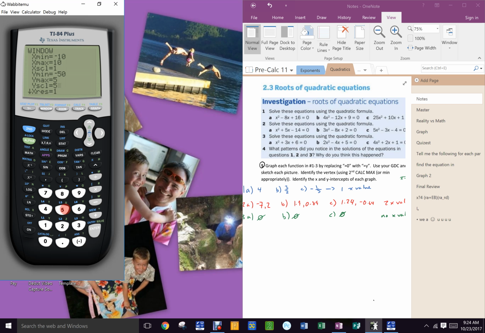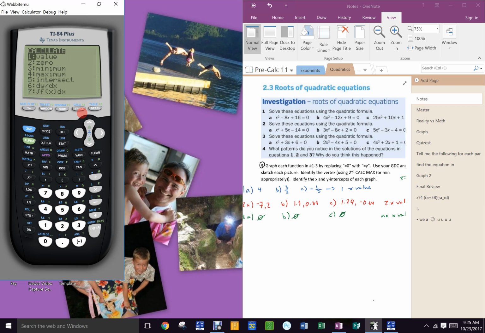Let's check. Hit graph. Do we see the bottom now? Could we find our vertex? Is it a minimum or a maximum? Minimum. And then we would go to left boundary, right boundary, and find it. Is everybody cool? Yeah? Okay, let's try that.